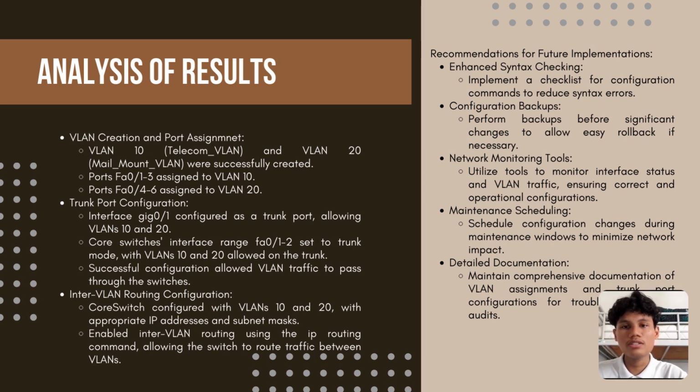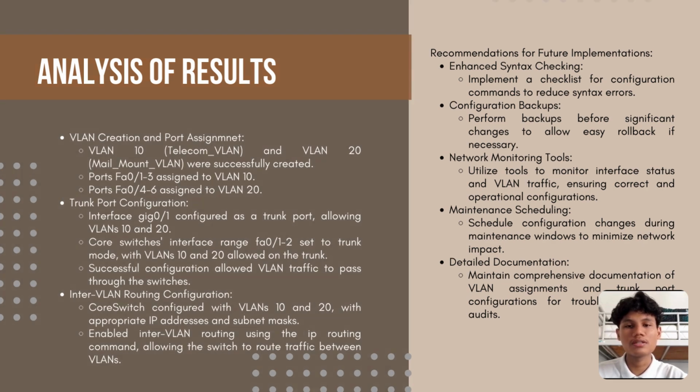Additionally, we enabled inter-VLAN routing on the core switch, configured with the appropriate IP address and subnet mask, and ensured the VLAN interface setup was operational using the no shutdown command. For future implementation, we recommend enhanced syntax checking through a configuration command checklist. Perform a configuration backup before significant changes to allow easy rollback if necessary. Use network monitoring tools to ensure correct and operational configuration, schedule configuration changes during maintenance windows to minimize network impact, and maintain comprehensive documentation of VLAN assignments and trunk port configuration for troubleshooting and audit.